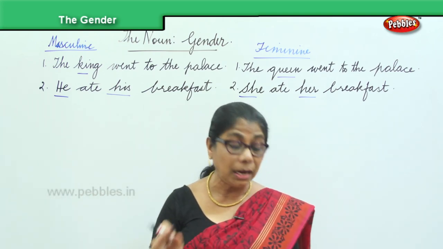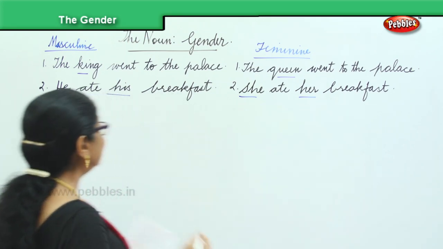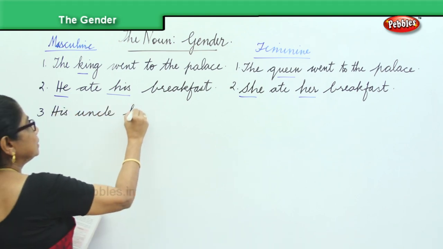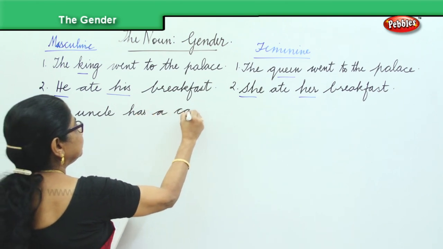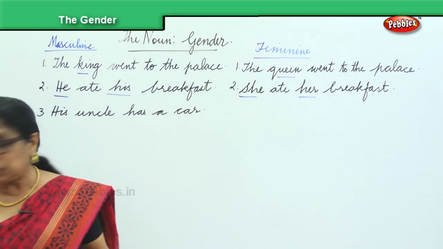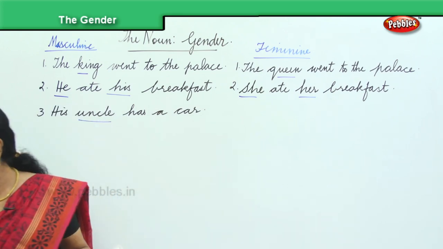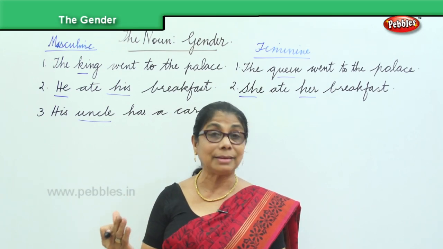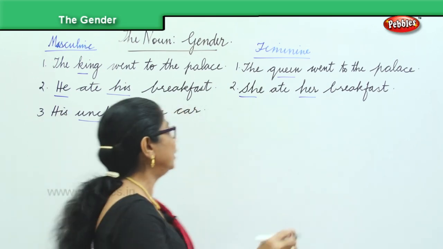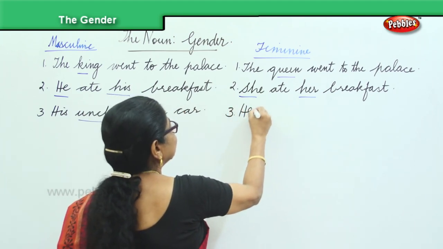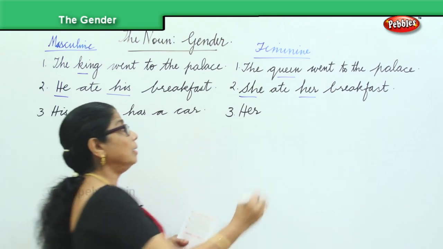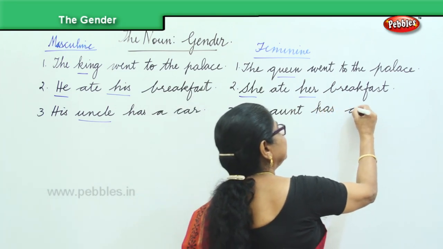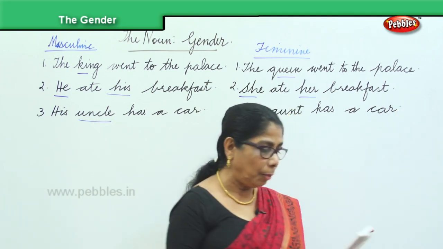Next I have it. His uncle has a car. So what will you change? You will change uncle. Can you change car? No, you should know what the genders are. So, what will you write here? His uncle has a car. So, his will become her. Very good. Her uncle will become aunt. Her aunt has a car. Very good.